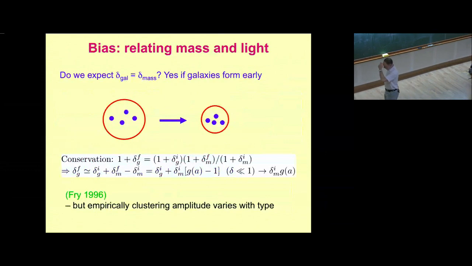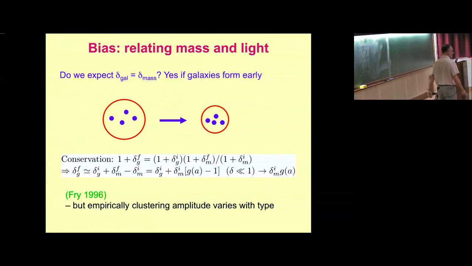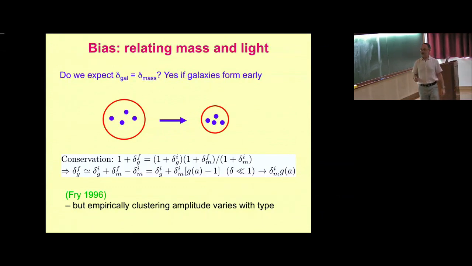So, when people first started doing galaxy clustering, it was taken for granted that this field that the galaxies were Poisson sampling was just the mass field. And this isn't a stupid thing to assume. Indeed, it's the way things would be if galaxies formed very early in the universe. And you can see this by a nice argument that was given by Jim Fry in 1996, when people were first wrestling with the concept of biased galaxy formation and wondering if the degree of bias could be large.